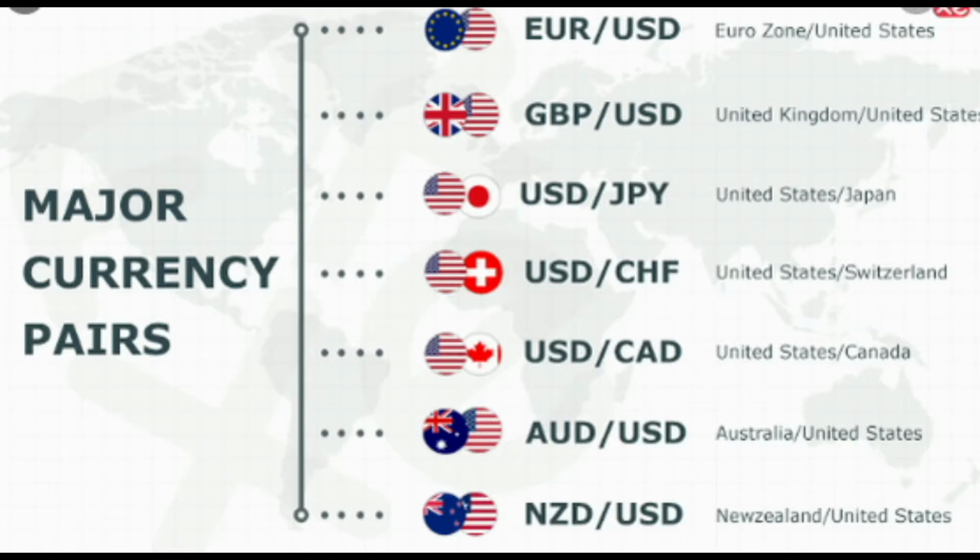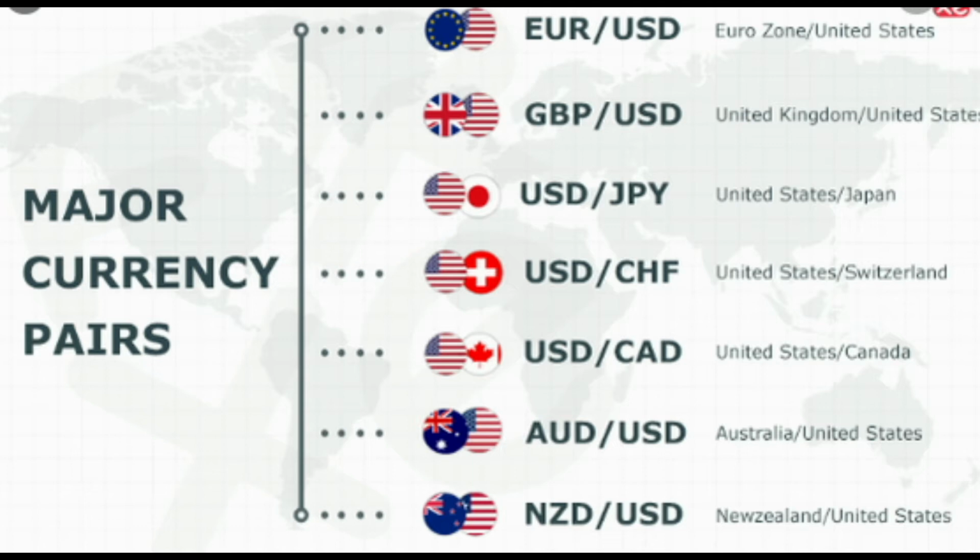Now, as you further your learning, you will also learn about indices as well, but that's a little later down the line. So, there are 7 major currency pairs, which includes USD JPY, the United States dollar, paired with the Japanese yen, which is also referred to as UJ.